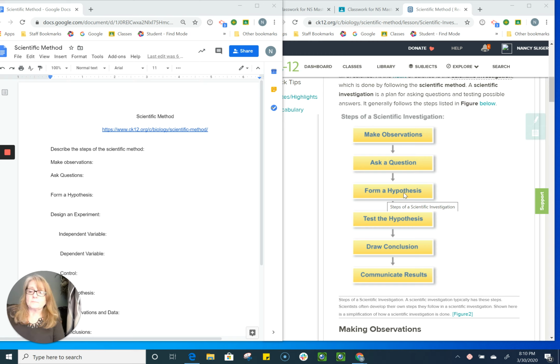Now, when I have you write a hypothesis, I'm kind of old school here, so I'm going to have you write it the way we have written them for a long time, and that is to use two words in that statement. The terms are if, and the second term is then. So you'll hear me call it an if-then format.